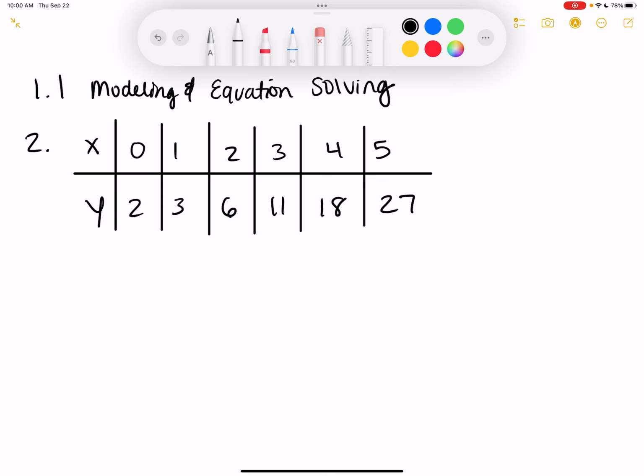Essentially, you could do this by hand and plot each individual point, but I'm going to show you how to do it on your calculator because, if it comes up on your SAT or something like that, then you have a little bit of a jump start on that.